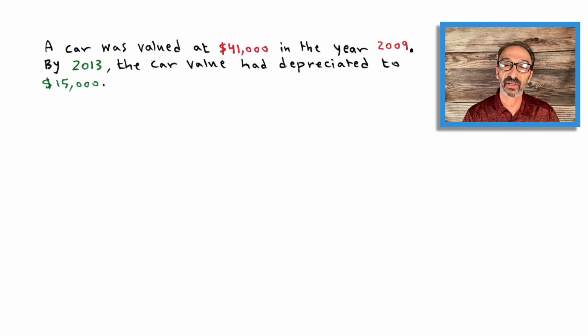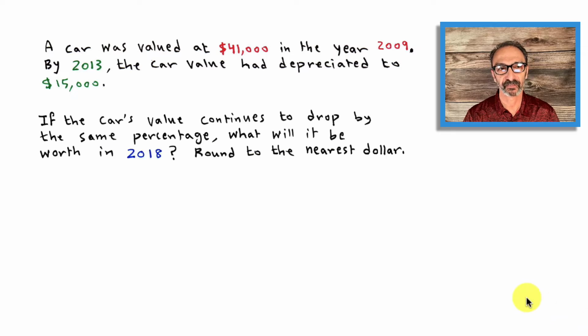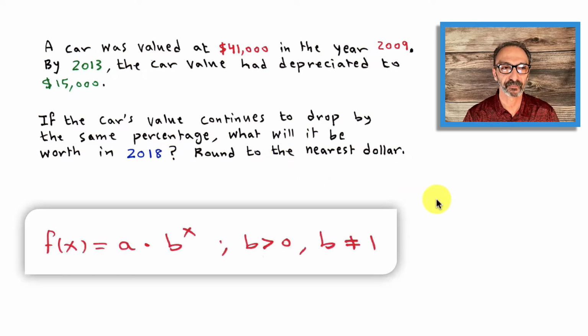A car was valued at $41,000 in the year 2009. By 2013, the car value had depreciated to $15,000. If the car's value continues to drop by the same percentage, what will it be worth in 2018? 2018 from 2009, that's 9 years from the starting time. Round to the nearest dollar.